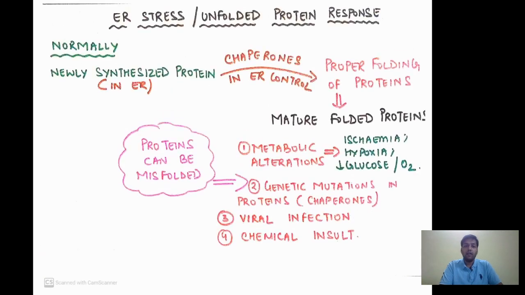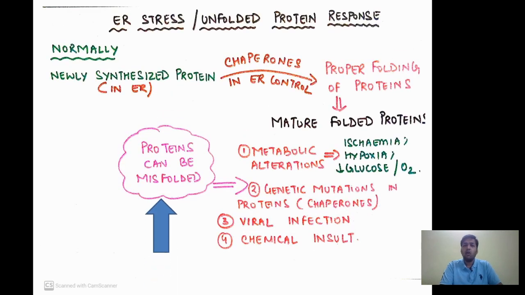So let us see what happens in abnormal situations. For example, there is a situation where a large number of misfolded proteins are being developed inside the cell. So what are the conditions wherein the proteins get misfolded? These are metabolic alterations like ischemia, hypoxia, hypoglycemia. Then we have genetic mutations in the proteins. Which proteins? Proteins which are responsible for folding, that is, the chaperones. Thirdly, we can have certain viral infections, and fourthly, we can have chemical insults. So all these different kinds of insults can lead to misfolding of proteins.